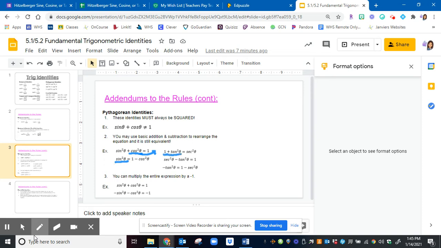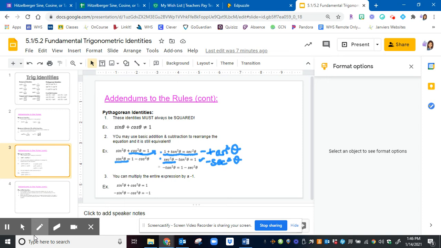Then I showed you this one. The main identity is 1 plus tan squared equals secant squared. Well, what if I decided to subtract tan squared over? I subtracted tan squared, and I got this identity, which is equal to 1. Then I decided to take it one step further. What if I took secant squared and subtracted that over? Now I'm left with negative tan squared equals 1 minus secant squared.